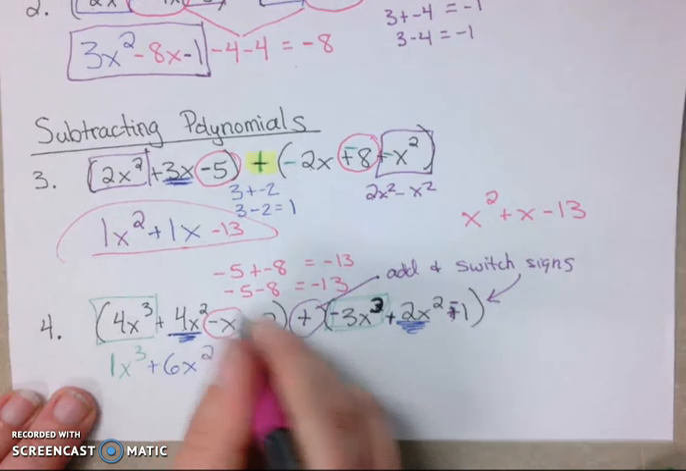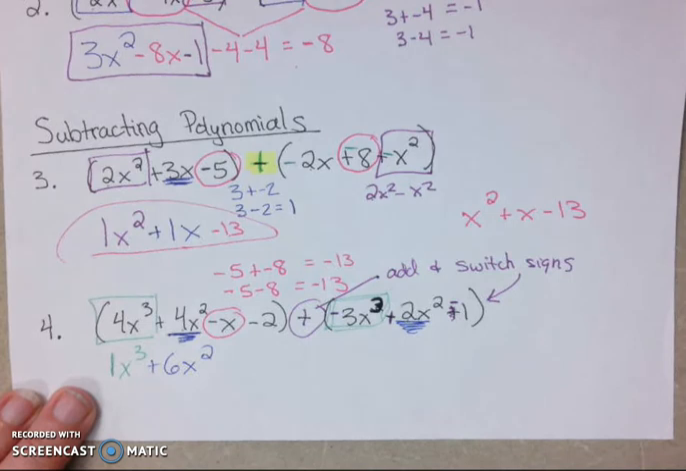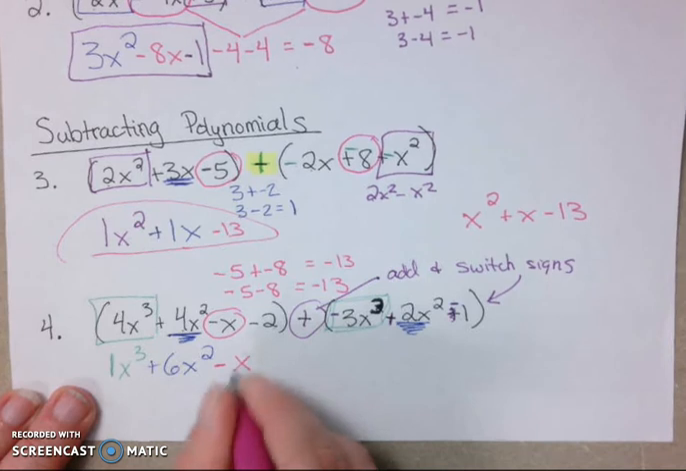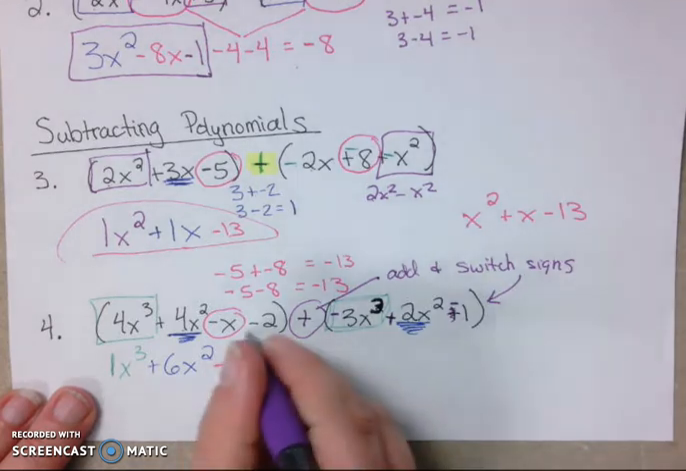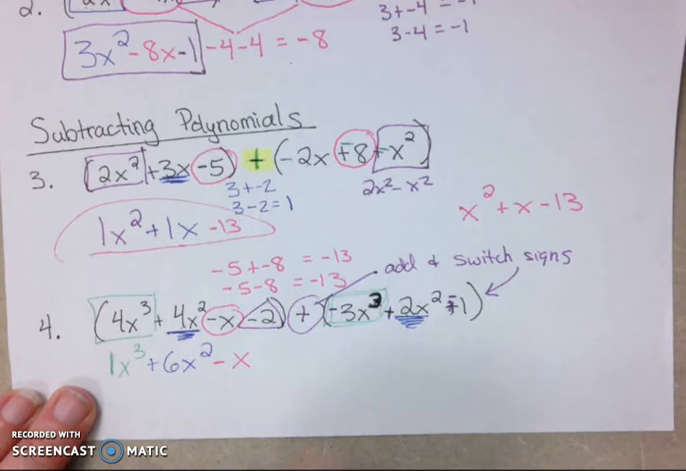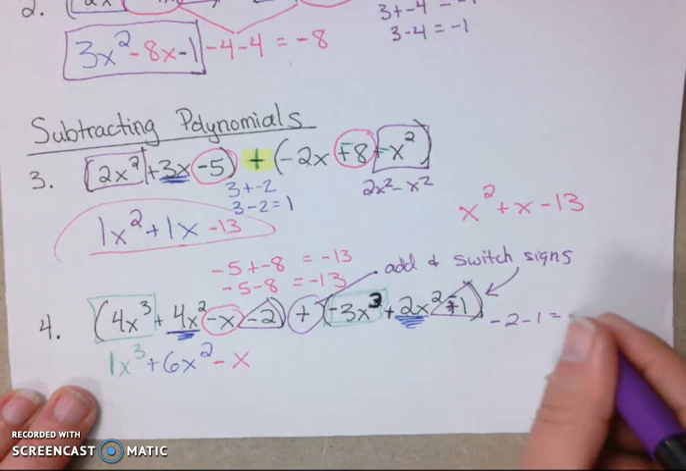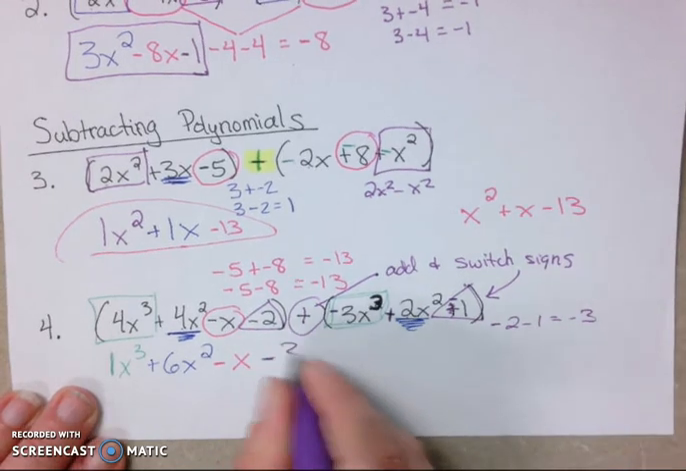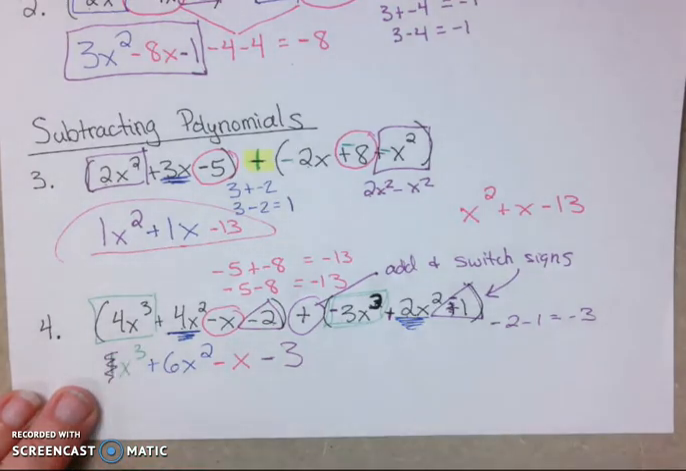I have a minus x here, so I find another x. I don't have one. So negative x plus nothing is just going to stay as the minus x. I don't change it. I don't add anything to it. All right? And then finally I have this minus 2, and here's minus 1. So negative 2 minus 1 is going to be negative 3. And you can rewrite this without the 1. So x to the third plus 6x squared minus x minus 3.